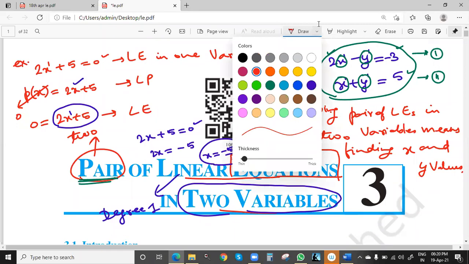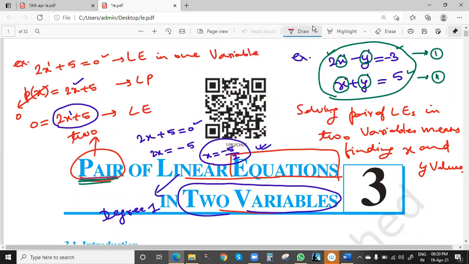So once again, let me repeat the concept. The first was the pair of linear equations. Pair means two. A linear equation will have degree 1. Linear means degree 1, or we can say the maximum power of x will be 1. Maximum degree 1 means the maximum power of x or any variable.